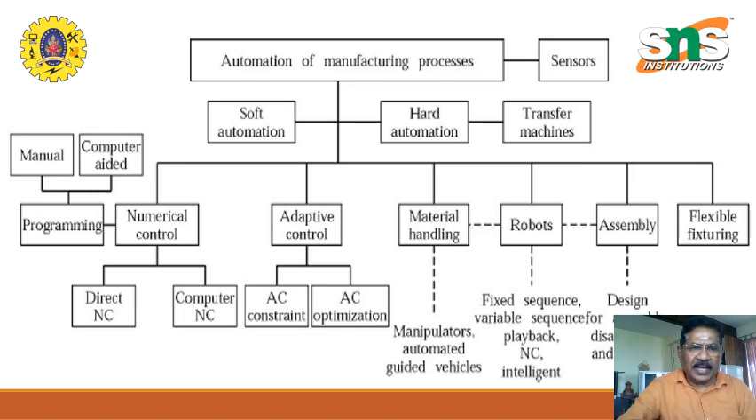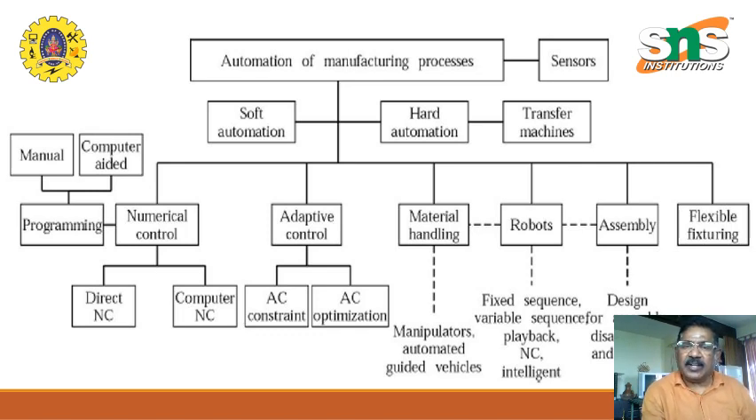We have manual operation, then computer aided programming, then numerical control, where you have direct numerical control and computer numerical control machines. You also have adaptive control machines, which automatically sense the required parameters and then manipulate machine parameters like the cutting speed and the feed. All that is done under adaptive control systems. You have adaptive control constraints and adaptive control optimization there.